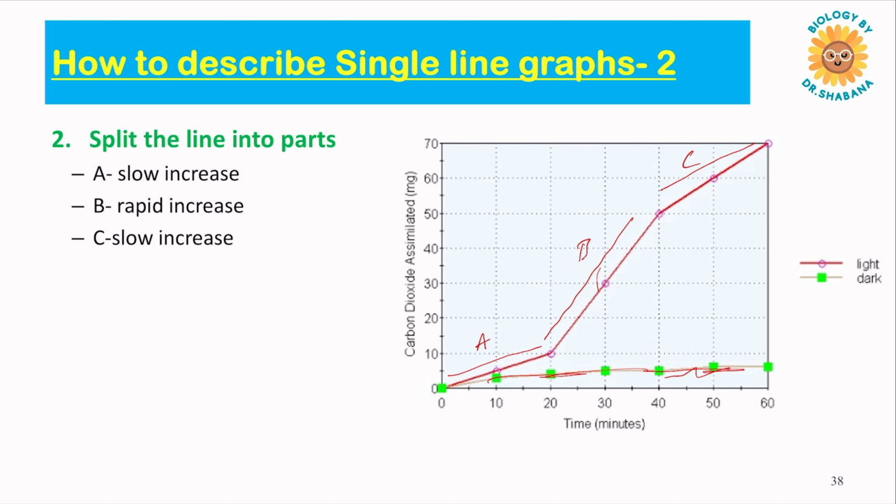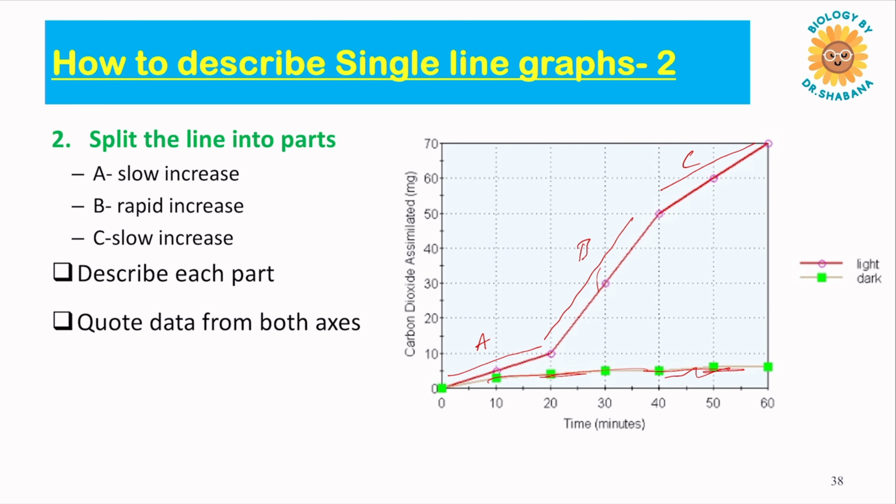And so what do we see? This is just for your understanding. You don't have to write it down as A, B, and C in the paper, but you can split it up into different parts, and you can see all of these three are increasing, right? But then you add adjectives next to it.